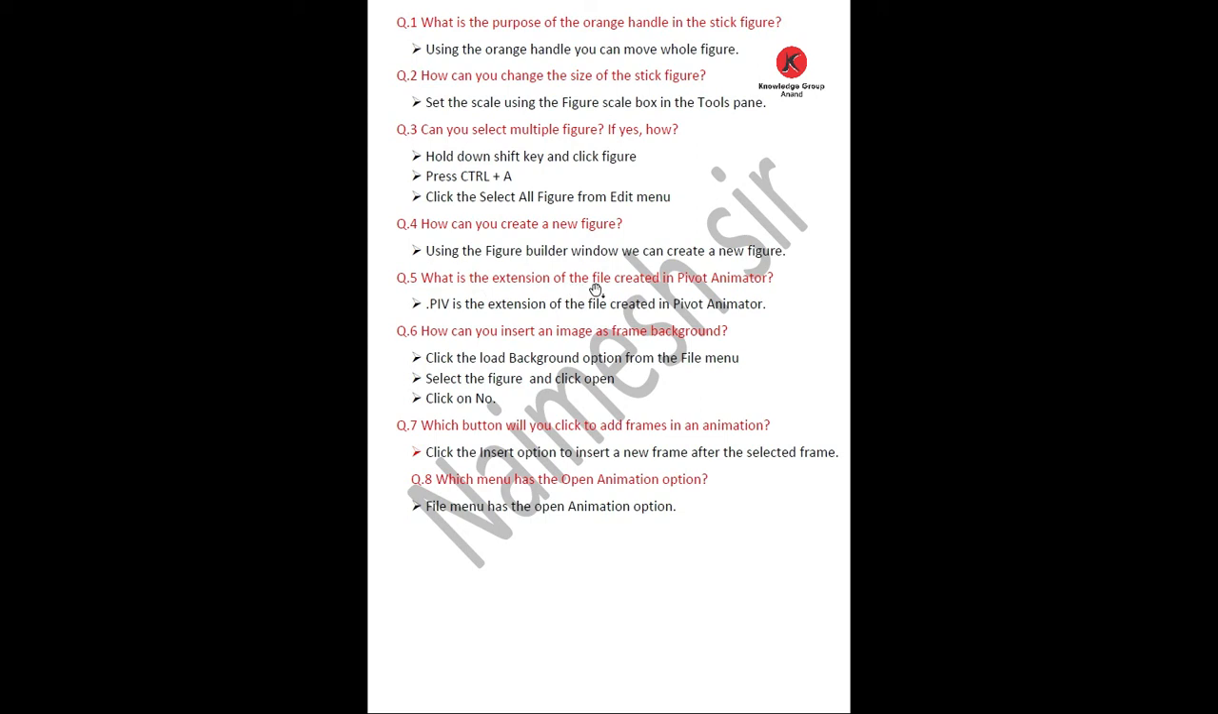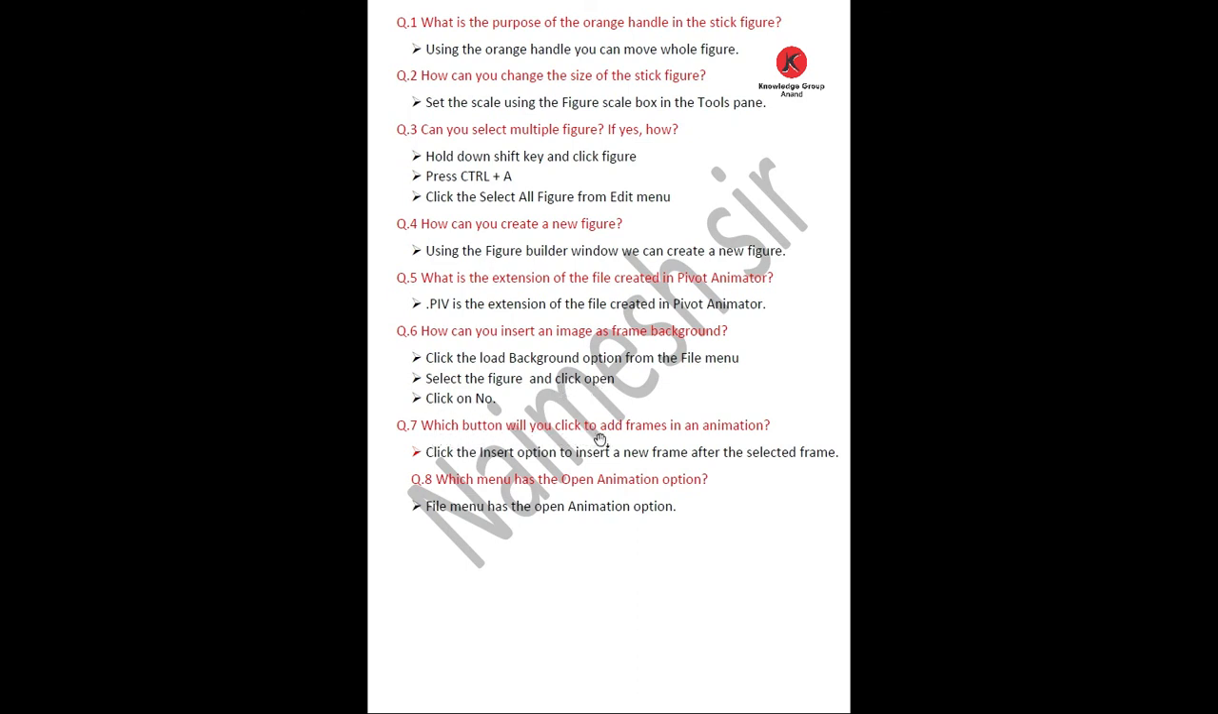What is the extension of the file created in Pivot Animator? .piv is the extension of the file created in Pivot Animator. How can you insert an animation as frame background? For this, click the load image option from the edit file menu. Select the figure and click open and click on no.